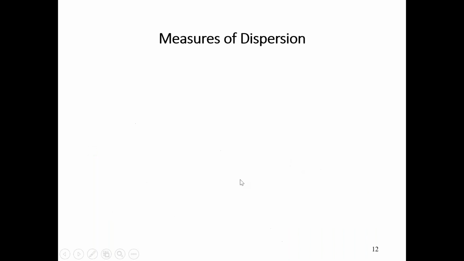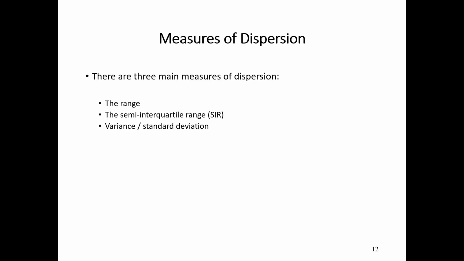Now, there are three measures of dispersion. One is range, another is semi-quartile range, the third one is variance, in association with standard deviation. There are some differences between variance and the standard deviation, and we are more concerned about the standard deviation, so you must try to understand that.